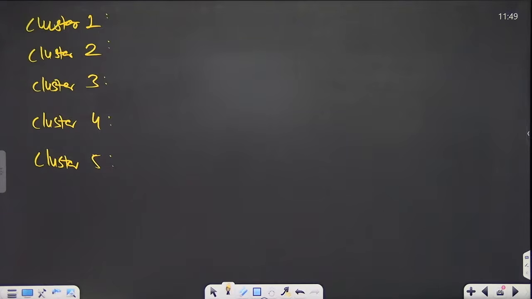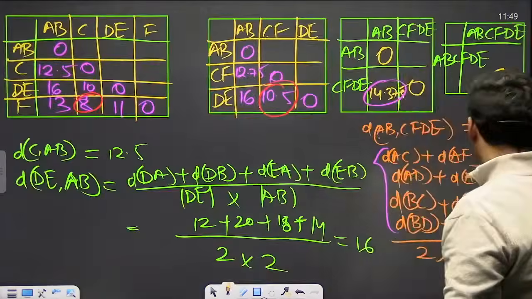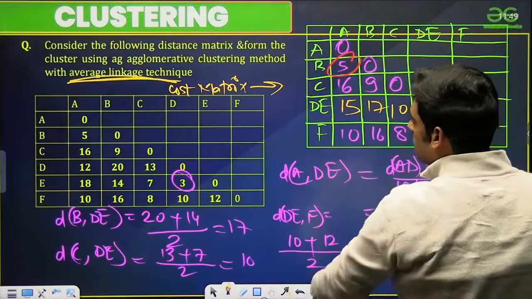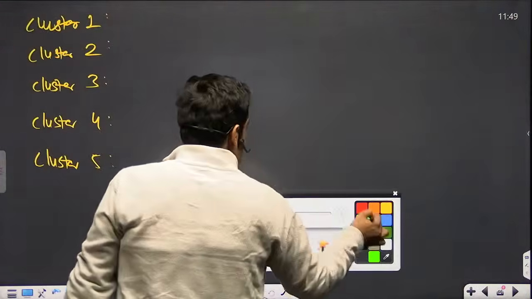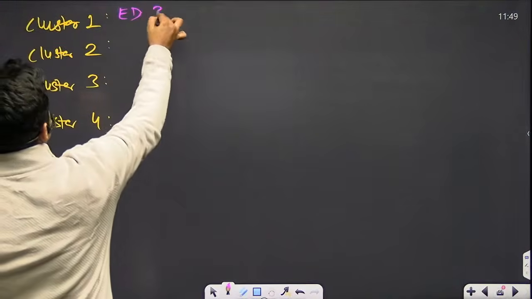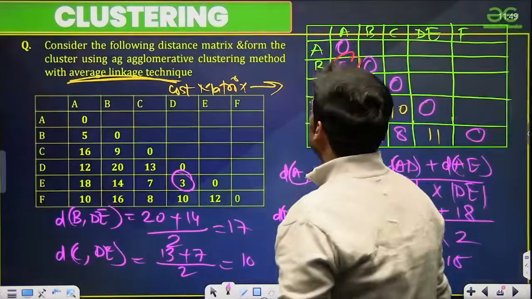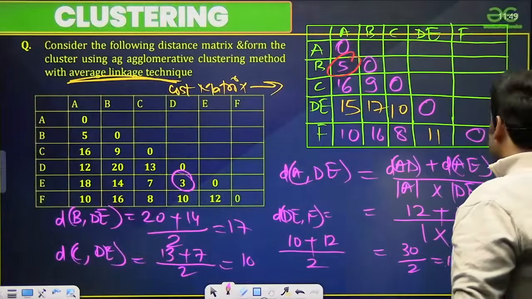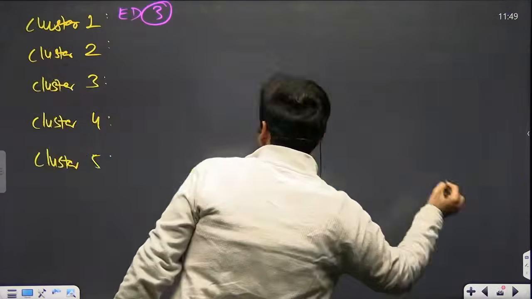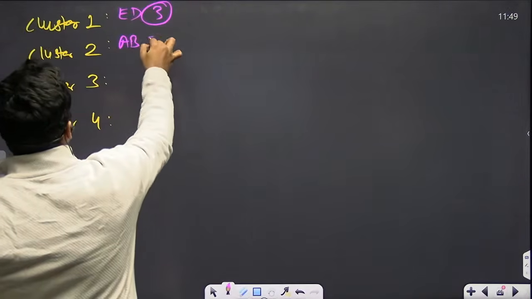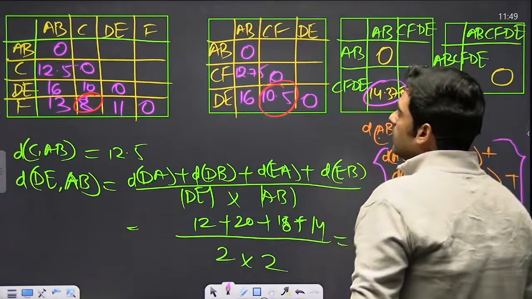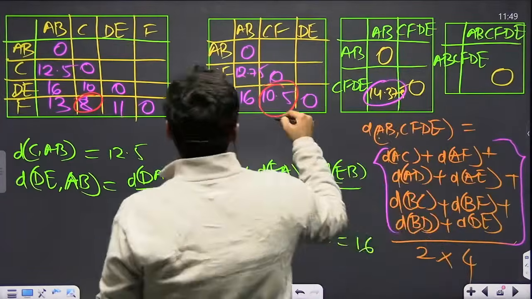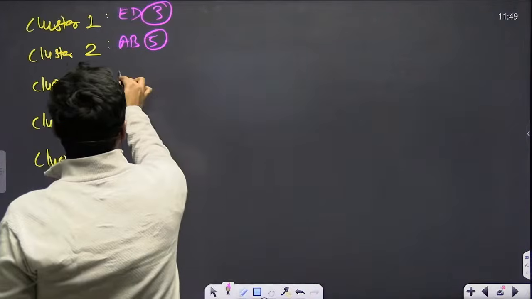Okay, let's see, cluster 1 was made between what? You can see it was made between ED at a cost of 3. Then cluster 2 was made between AB at a cost of 5. Clustering 3 was done between CF at a cost of 8.